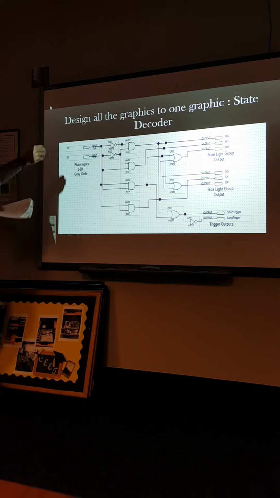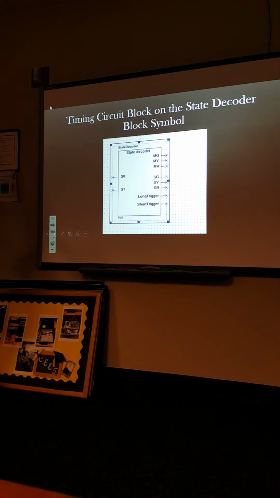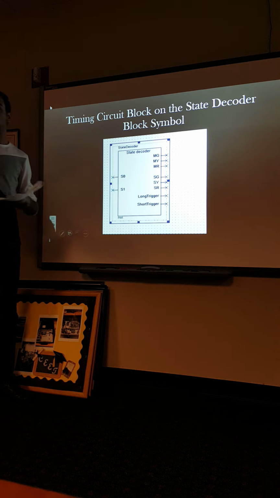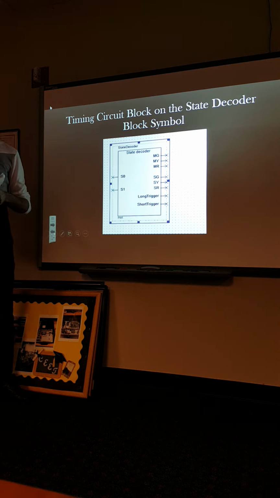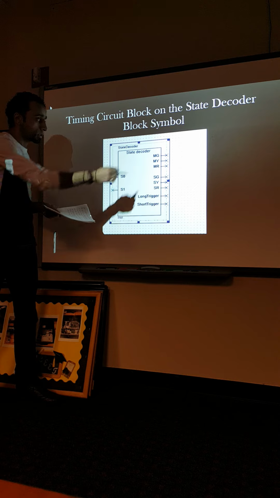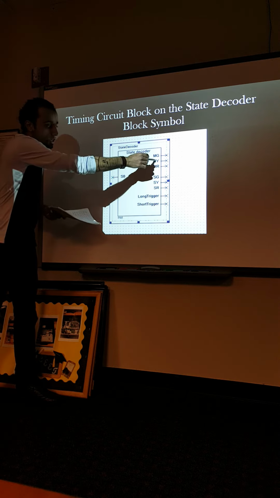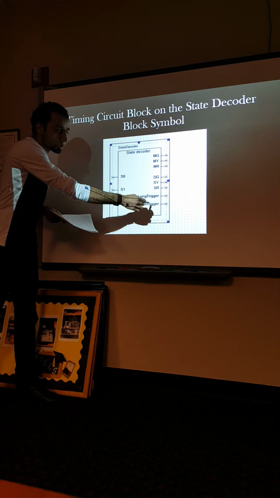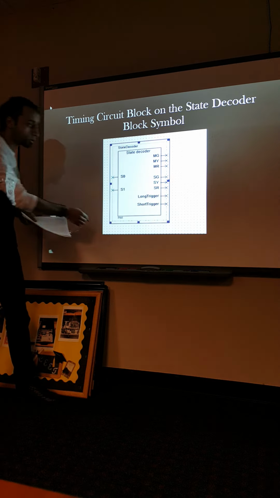And for the second board, we've got to translate it to a block symbol. The reason we convert each part to a block symbol is that at the end of the project we need to combine all the circuits into one chip. So we've got to convert this one to a block symbol too. And that's the same thing, but it's like a small chip. There's one street, like main street and side street, and there's the long trigger and short trigger, depending on the light, and it goes to the timing circuit.